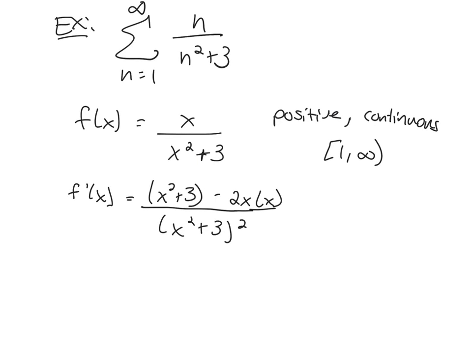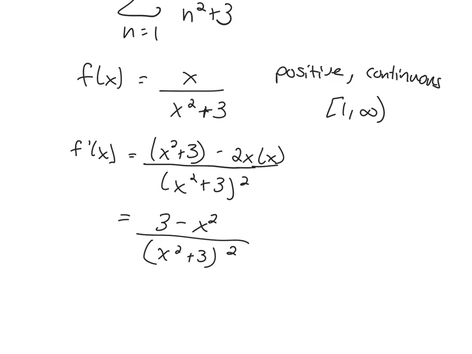So let's simplify that. What's the numerator simplify down to? Negative 2x squared, and then I have an x squared, right? So it'll be 3 minus x squared. So let's first look at the denominator. Is the denominator positive or negative? It's positive because it's something squared, right? So the denominator is never negative.